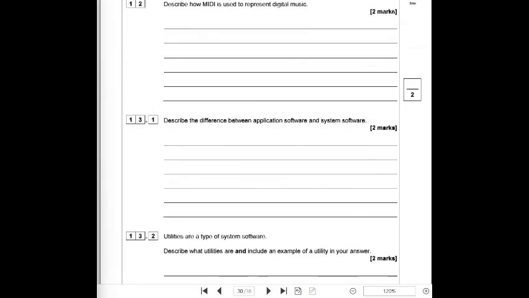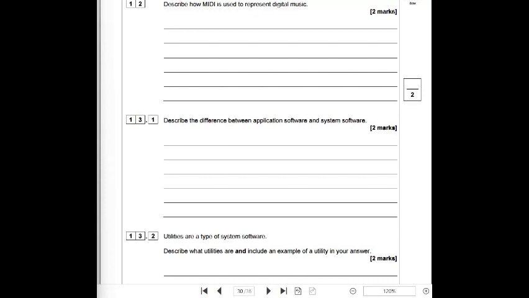Okay, number 12, describe how a MIDI is used to represent digital music. So music is represented as a sequence of MIDI messages, and they're usually 2 or 3 bytes long. The first byte of each MIDI message is a status byte. And you can have examples such as data that might be contained in the message, so it could be a channel. So that would get you 2 marks.